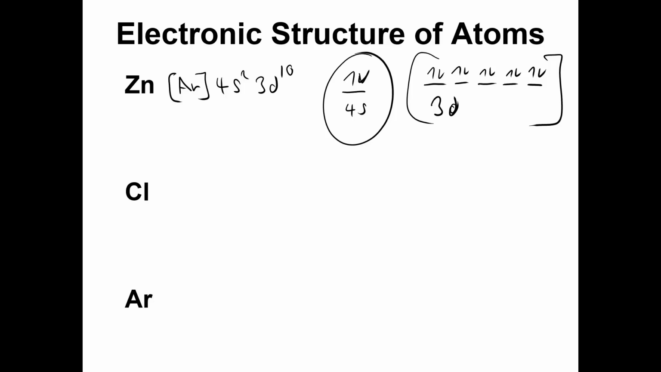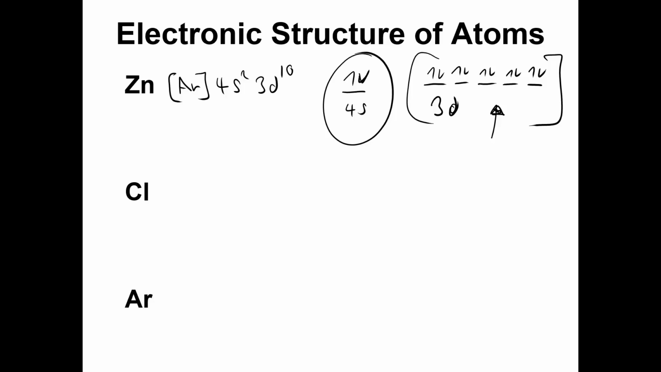Zinc really doesn't act like a transition metal either, because it has a full d shell that is not reactive. Whereas copper, which is just one before that, has 9 d electrons, and it can lose 1 or 2 of those d electrons. It's one of the exceptions, so we'll talk about that in a second.